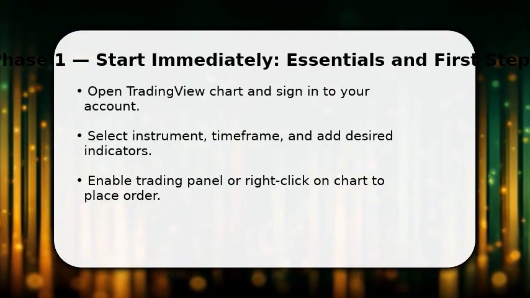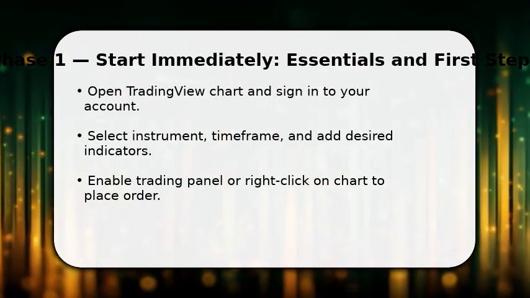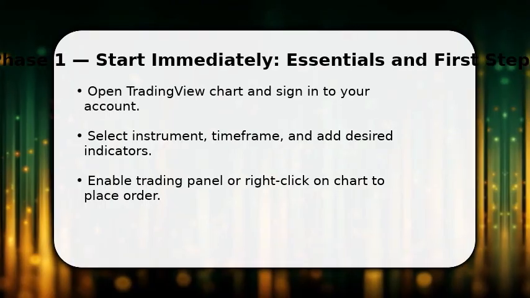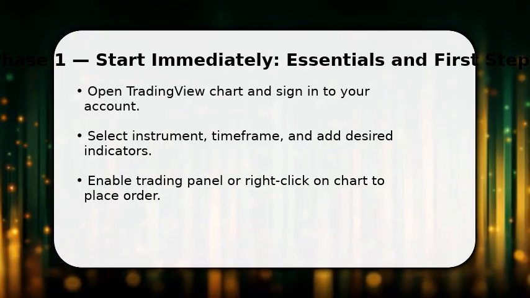You already have chart, indicator, and account access. Now place a new order. Right-click the price level or click the Buy/Sell button, then choose Order Ticket. In the ticket, enter quantity, order type, and initial price.